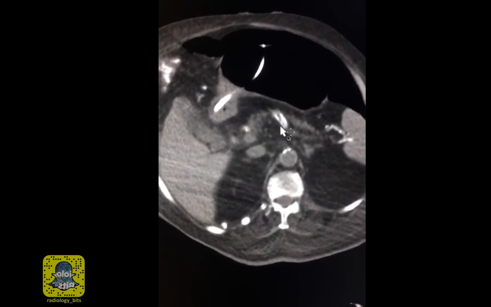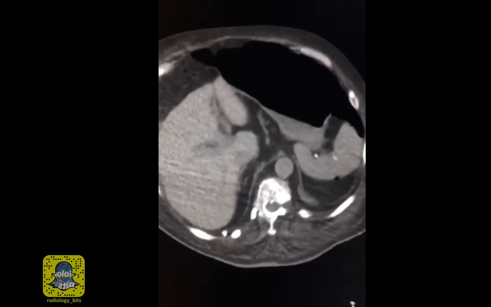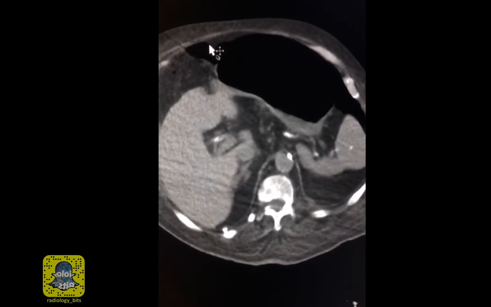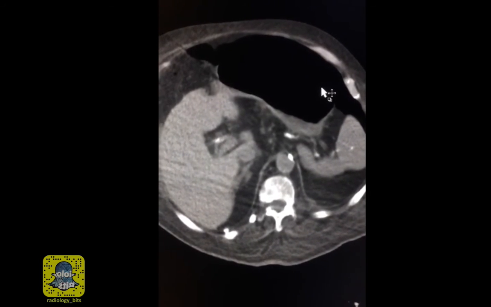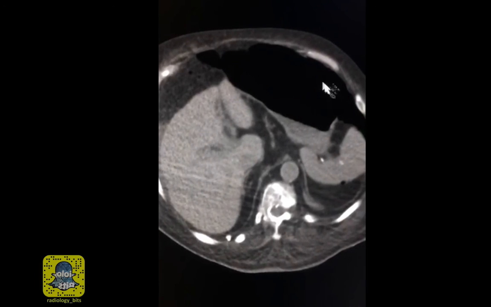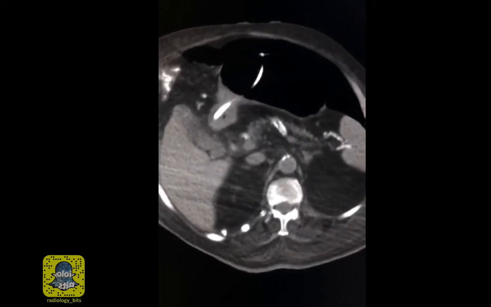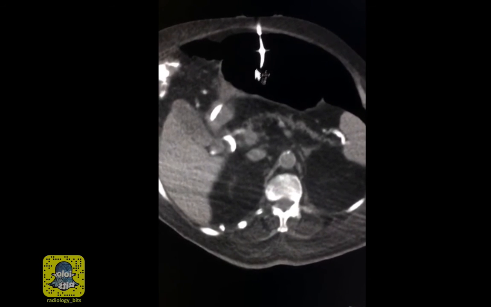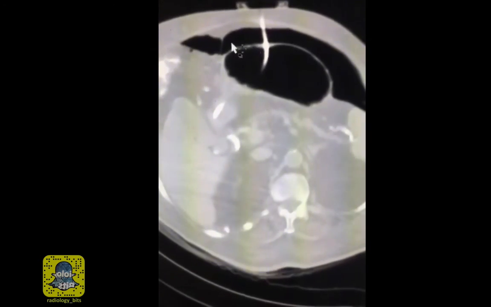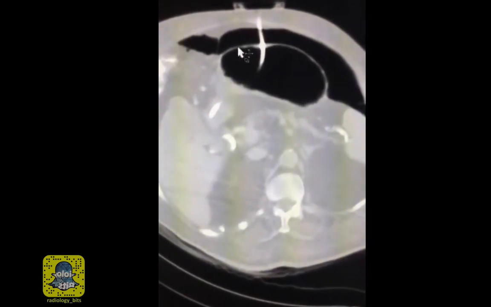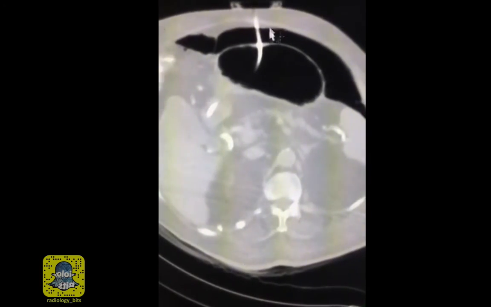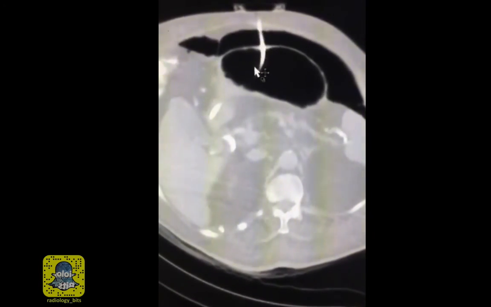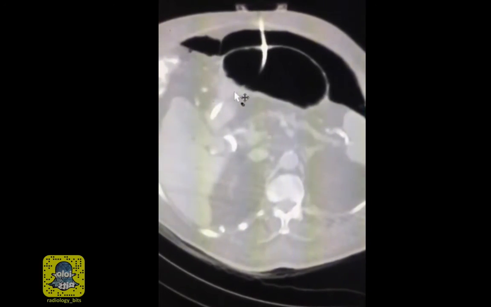Extensive vascular atherosclerotic calcifications are noted, and there is this large amount of free air within the abdomen. The free air or pneumoperitoneum was not surprising and was known. It was secondary to aggressive insertion of a gastrostomy tube. Here is the pneumoperitoneum. This is the gastric wall with a gastric bubble, and this is the gastrostomy tube piercing the wall.